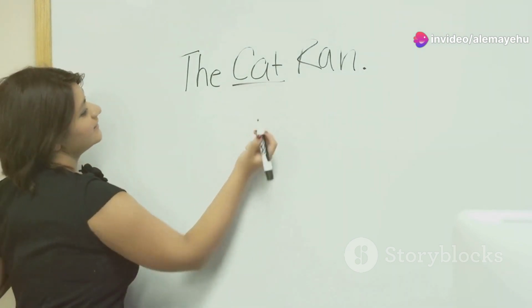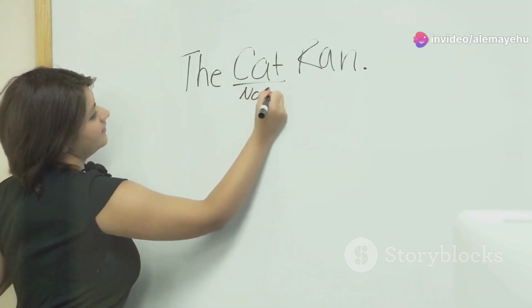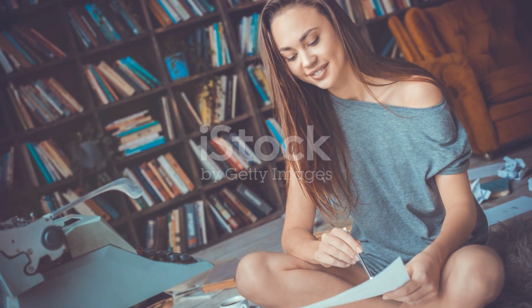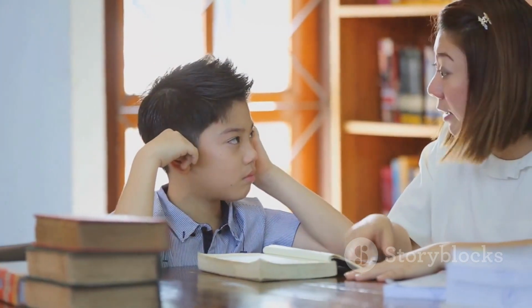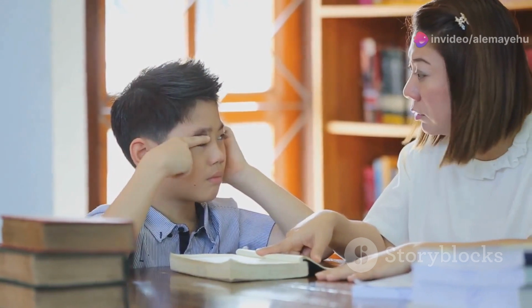Words like and, but, or yet, so, and for are all conjunctions. For instance, I enjoy reading and writing. Here, and is the conjunction that links the activities of reading and writing.